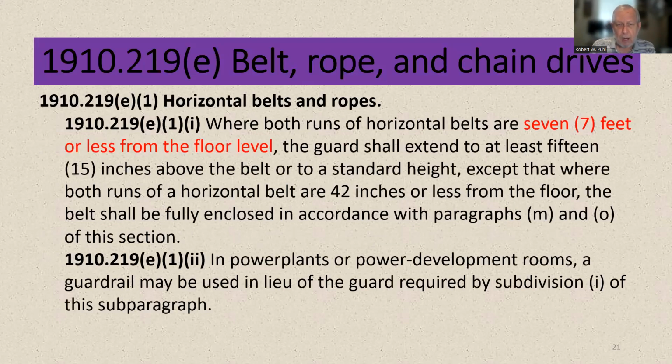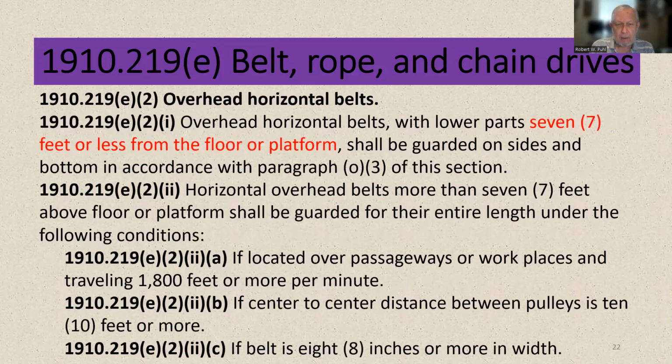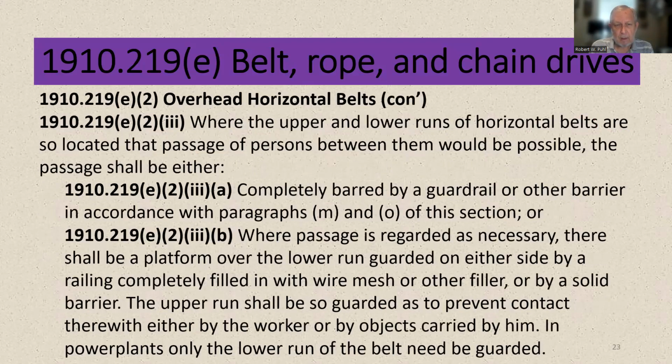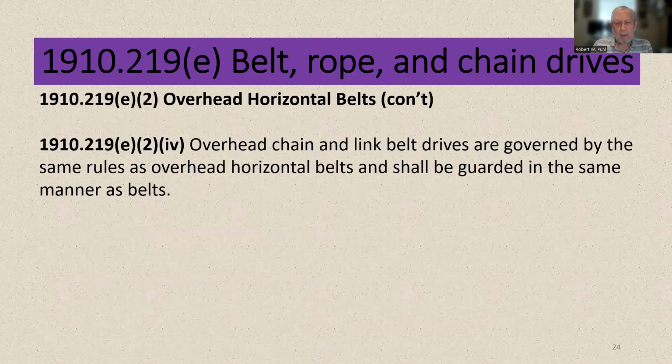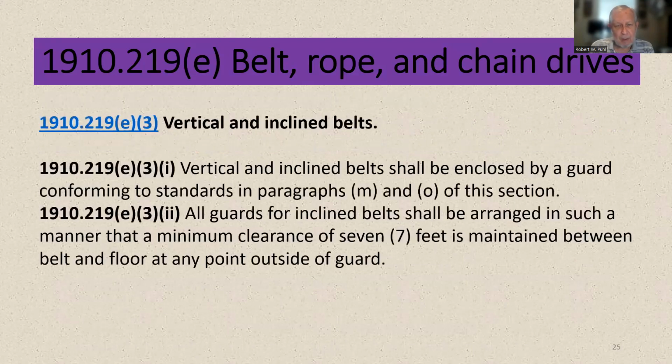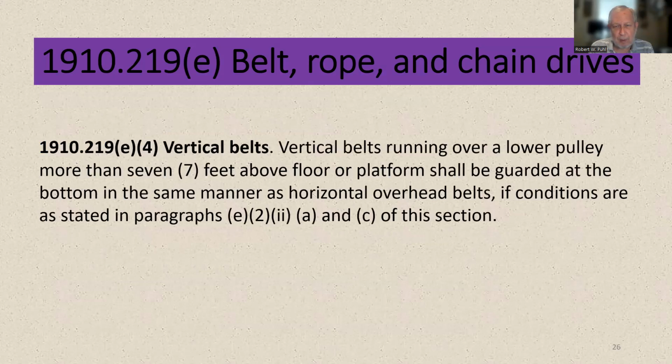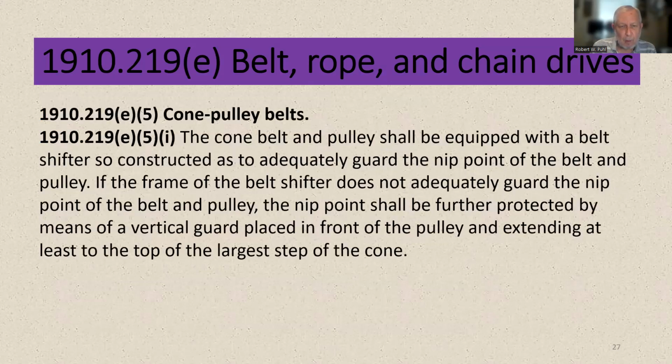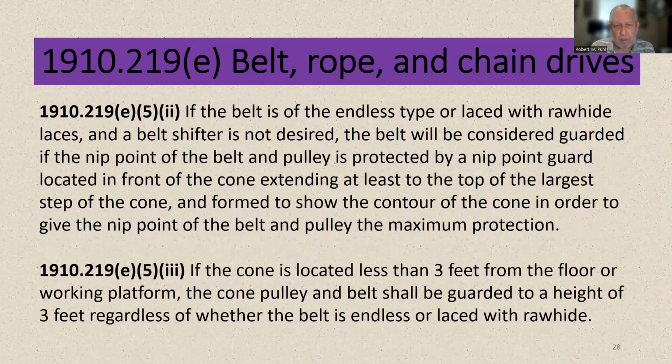All right, and again, horizontal belts and ropes, there's your 7 feet again. Again, there's where you're getting between them. Overhead chain, all right, vertical and incline belts, vertical belts, cone pulley belts. I think that's a cone pulley that can vary the speed with a variable pulley by using a cone type of pulley.